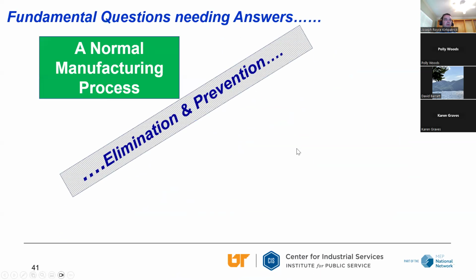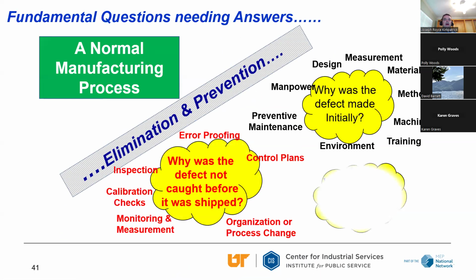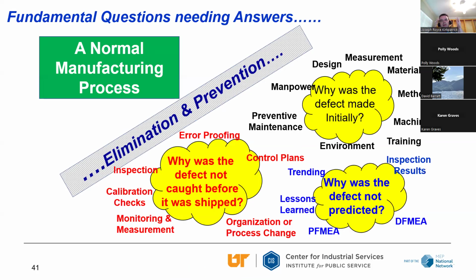Let's move on because we're going to run out of time today. But yes, we should be looking at why the defect was made, why the defect was not caught, and why the defect maybe wasn't predicted. If it was not even on our PFMEA, then we need to update our PFMEA to include that failure mode. But if we've done a robust APQP process, we should be capturing as many failure modes as possible.